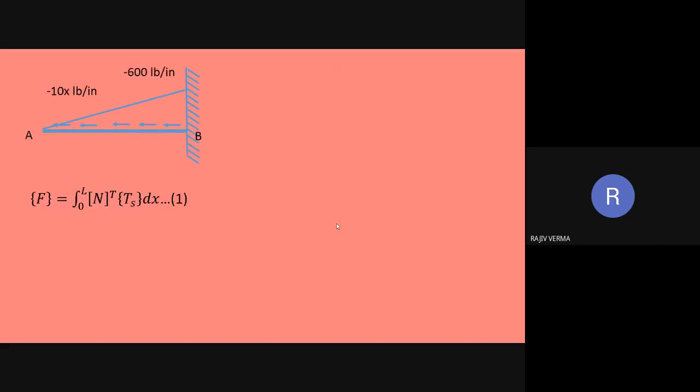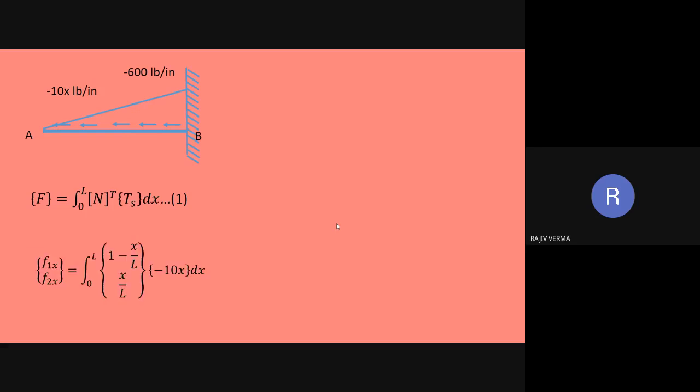So we already know this particular formula number one. This in fact we have derived in the earlier classes using the potential energy approach. In this particular expression, the N represents the shape function or the interpolation function. Of course, the transpose of this shape function is supposed to be taken, and the Ts represents the loading which is going to be present on the bar. And then we are supposed to integrate the entire formula to give the forces acting on the two nodes.